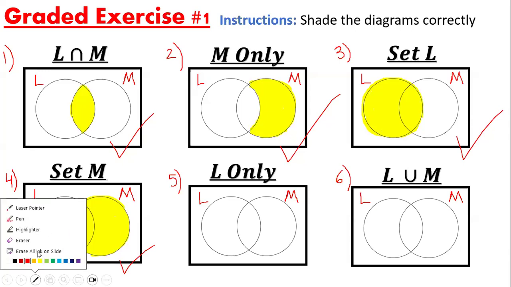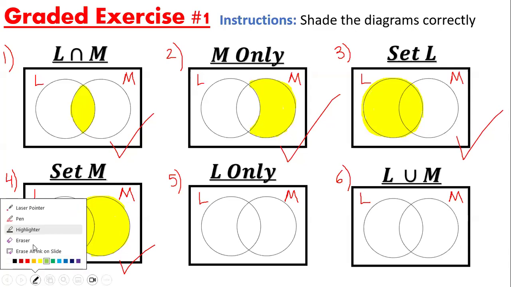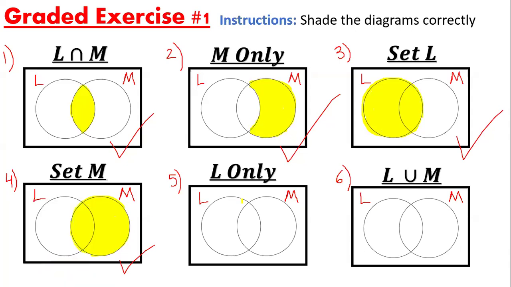Shade in the L only without the intersection. Say it again. Shade in the L only without the intersection. Very good. L only without the intersection. We do not include that.